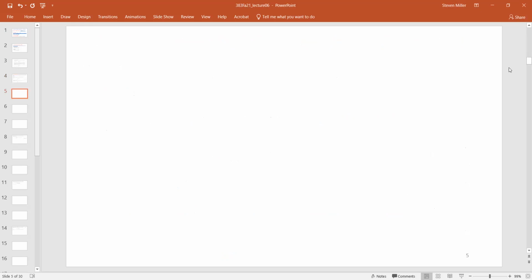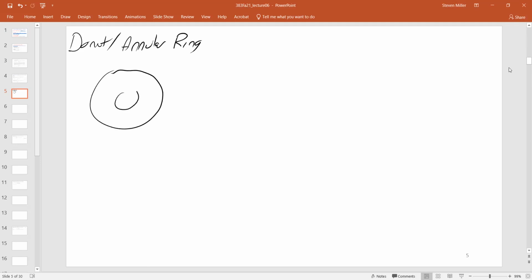So if I look at a donut or an annular ring, let's say I have something like this. So I don't have the region in the middle.